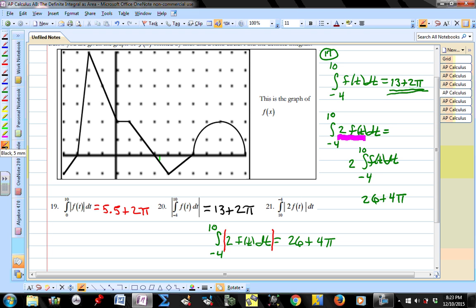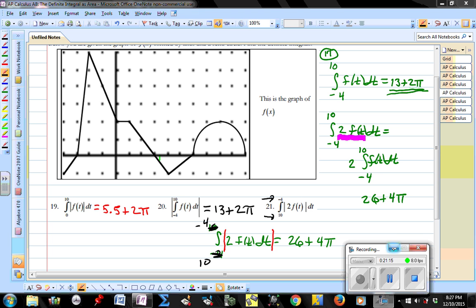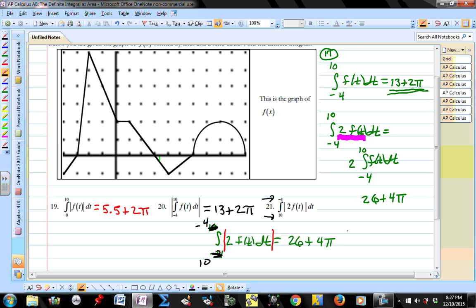Okay. Now there's one last thing to do, and we need to recognize the fact that we didn't get the integral from -4 to 10. We got the integral from 10 to -4. So what we need to do is reverse these limits of integration. Well, having an integral from 10 to -4, you have a negative change in x. And we remember that reversing the limits of integration gives us the opposite answer. So we're going to get -26 minus 4 pi. And this is going to be the integral for problem number 21.